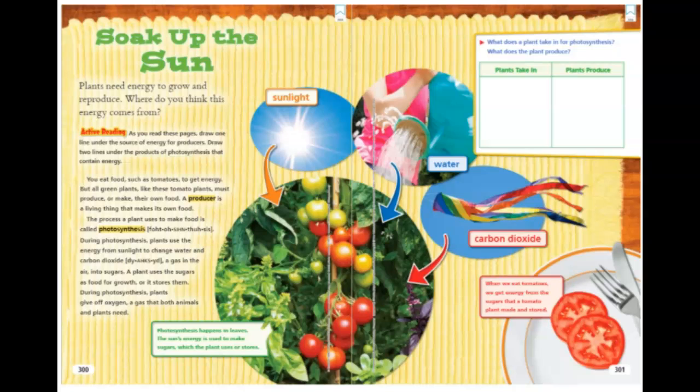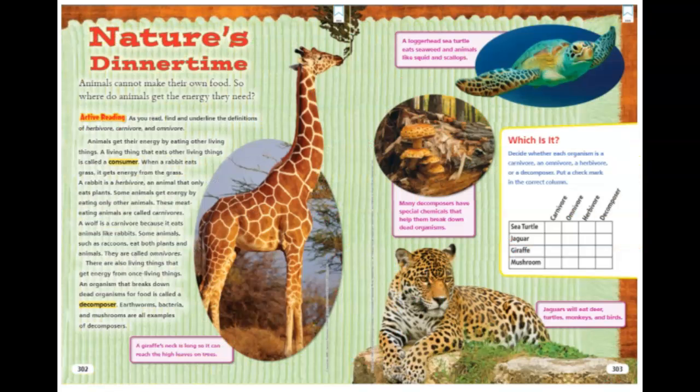Photosynthesis happens in leaves. The sun's energy is used to make sugars, which the plant uses or stores. When we eat tomatoes, we get energy from the sugars that a tomato plant made and stored.